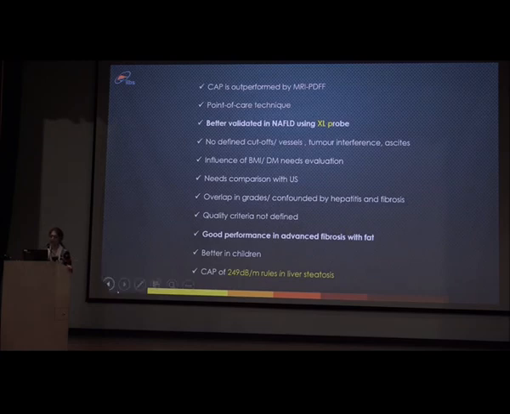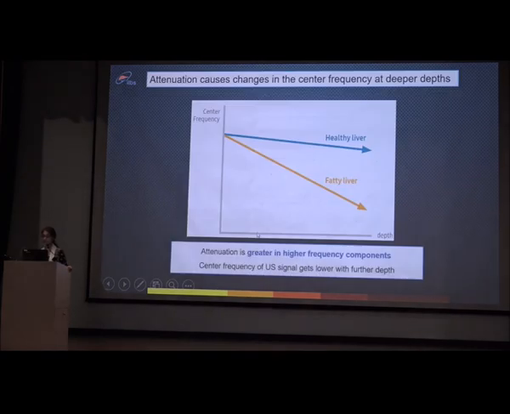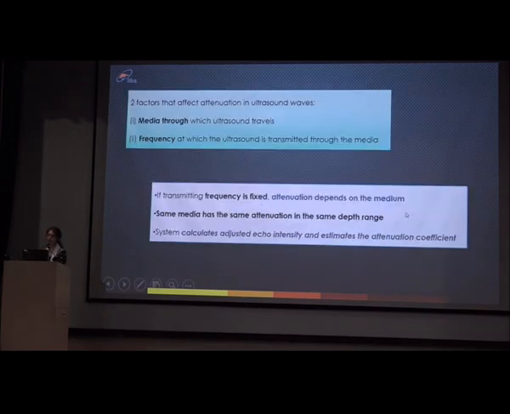So what is the cutoff for CAP which says that there is definite steatosis? It's 249 decibels per meter. I was going to ask you that, but I'll spare you. So center frequency is the one that is affected. So healthy liver, fatty liver, I'm not going to go down into the physics. Only 2 things you need to know.